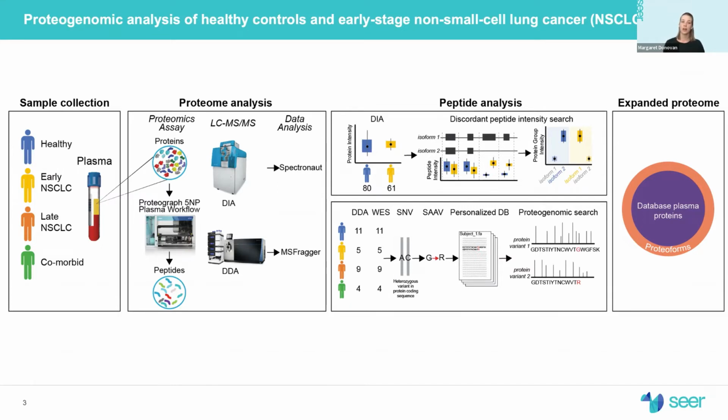All these together, both the discordant peptide search and this proteogenomic approach, have enabled us to identify many proteoforms, which is allowing us to build out this space of what is already captured and known, or at least has been searched for in the past in the database of plasma proteins.